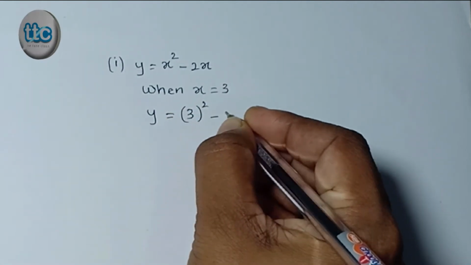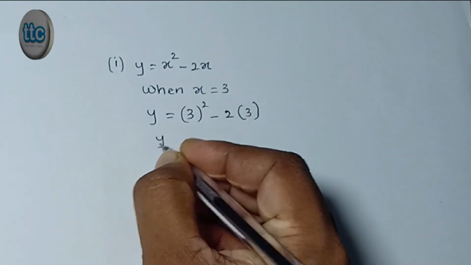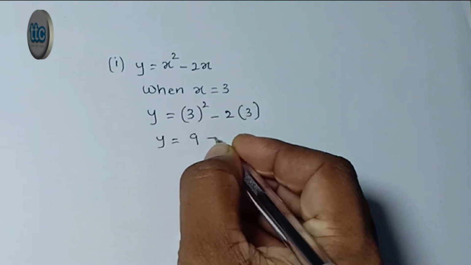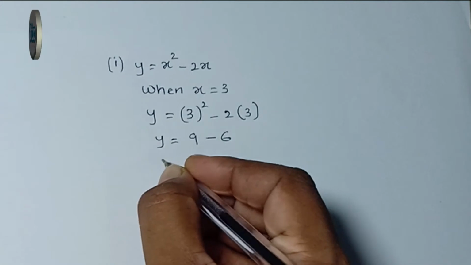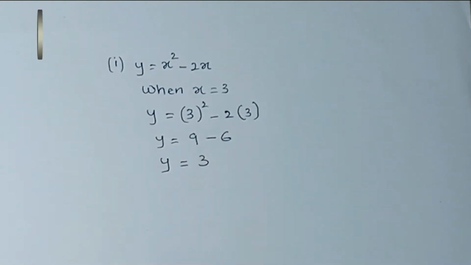3 squared minus 2 into 3. Y equals, 3 squared is 9, minus 2 into 3 is 6. Y equals 9 minus 6, 3. This is the answer. When x equals 3, y also equals 3.